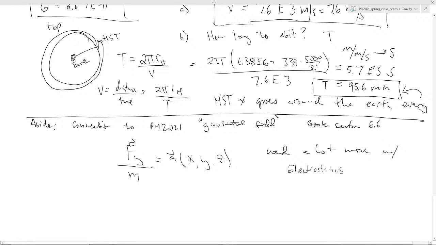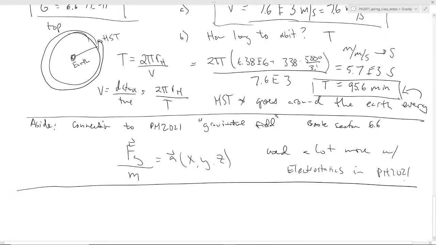When you're talking about electric charges, and that comes next quarter. That's part of why we're talking about some of these more abstract vector concepts, because they will appear again in the next quarter. It's not exactly like orbits and stuff, but it is the same math because it's this inverse square behavior.